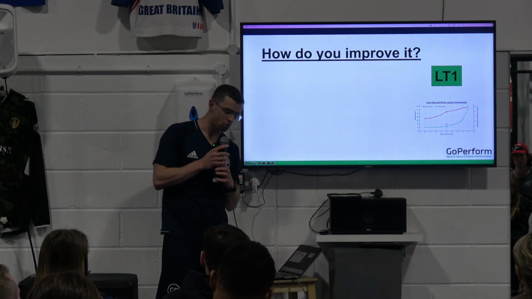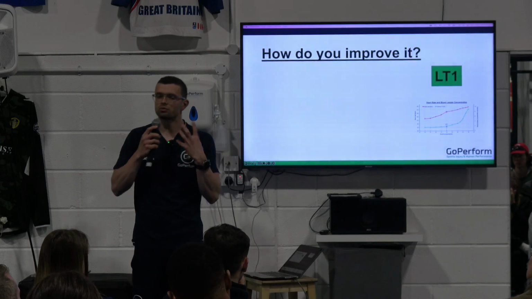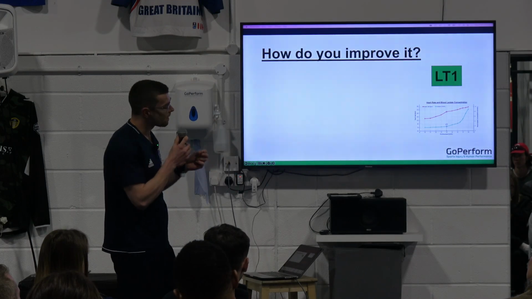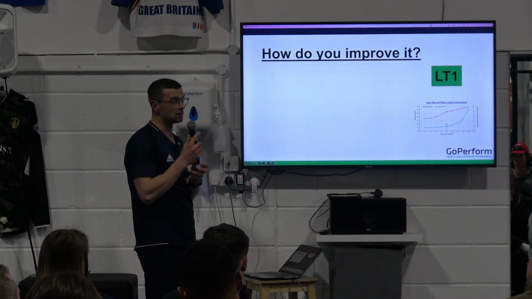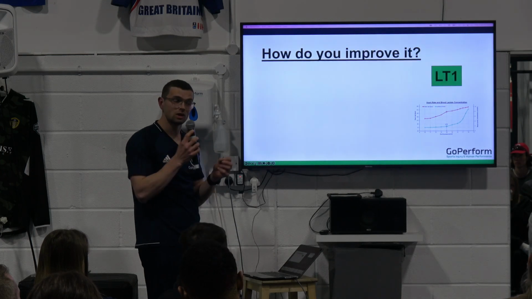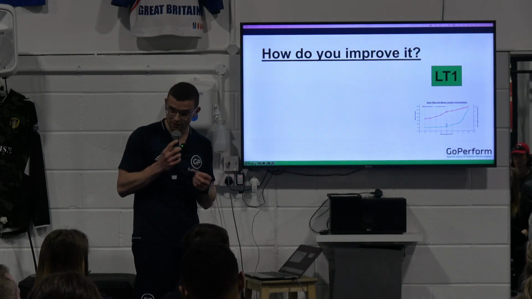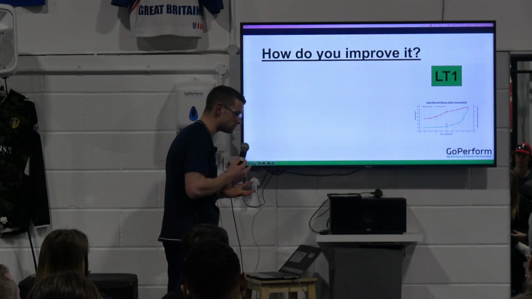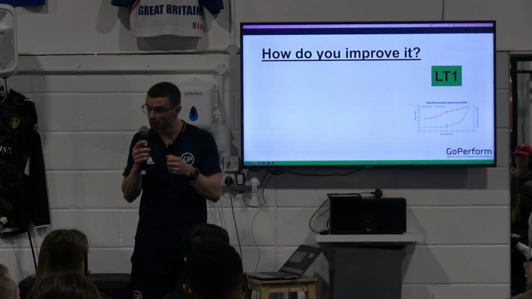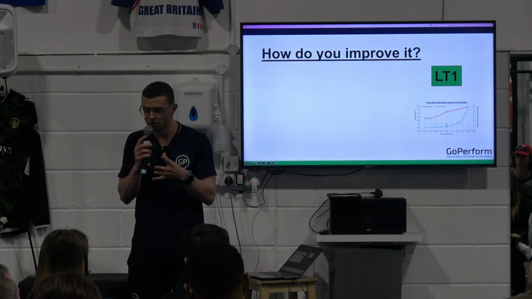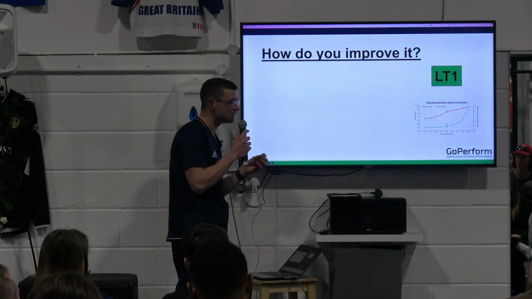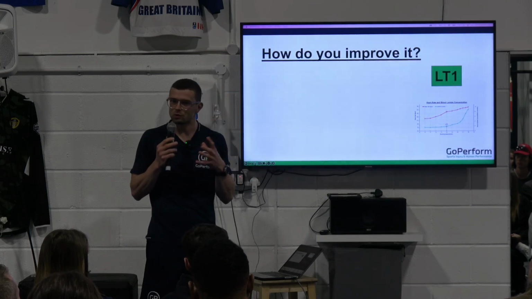Okay, so how would you improve your lactate threshold? By improving your lactate threshold, you're essentially delaying and reducing the production of lactate. You're improving your body's ability to use lactate. You're improving your body's ability to mop up the hydrogen ions that are also released, which is the main thing we're worried about because that's what causes that fatigue. That is essentially what it means to improve your threshold.